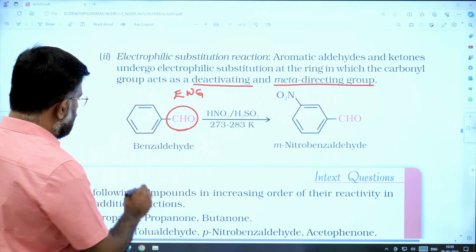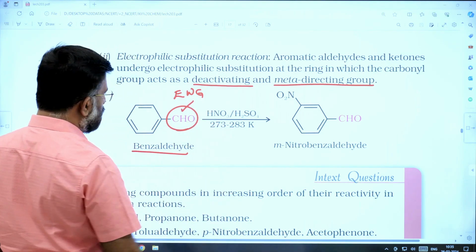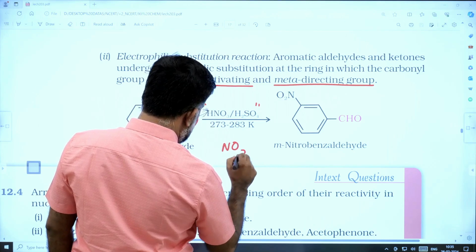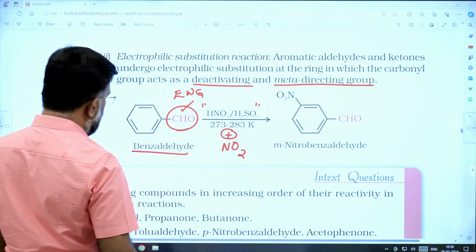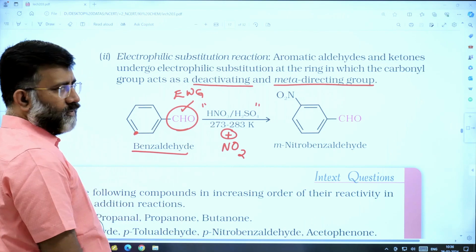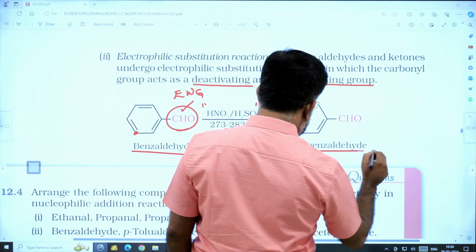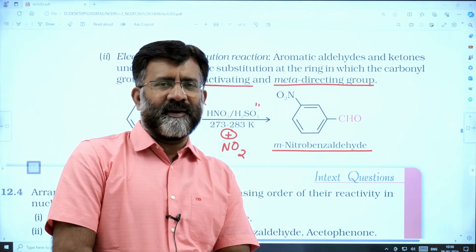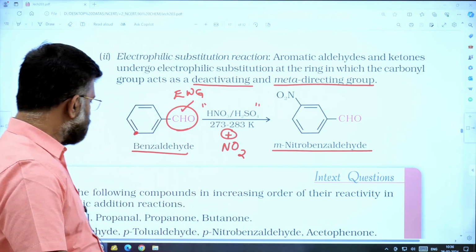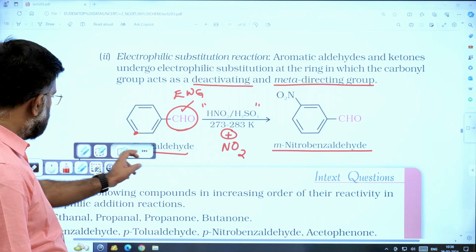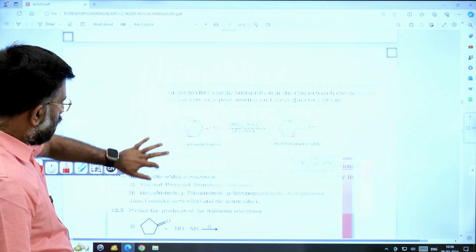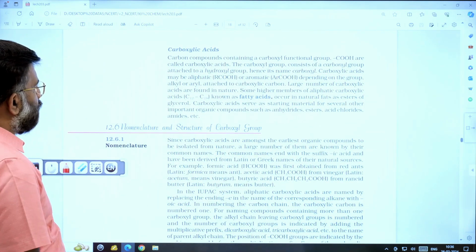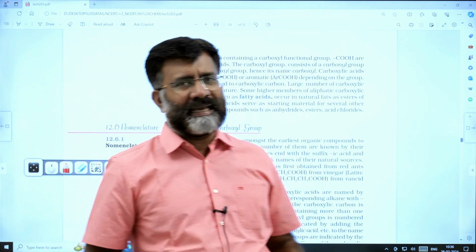So when benzaldehyde, where we have an electron withdrawing, deactivating group, is taken for nitration, we have NO2 plus as the electrophile attacking at a meta position of the benzene ring. You get meta-nitrobenzaldehyde. Only one product is obtained. Aromatic electrophilic substitution reaction. There we conclude aldehydes and ketones, while our next discussion is on a few topics on carboxylic acids.